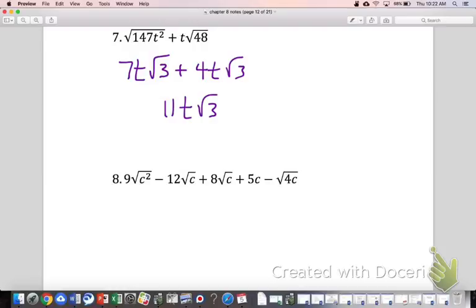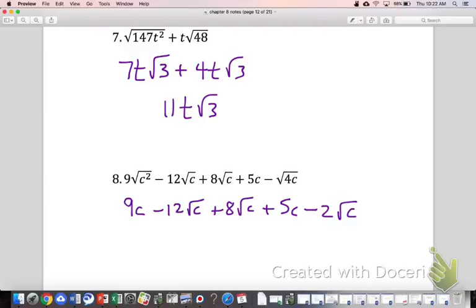Square root of c squared is just c, so this would be 9c. There's no simplifying that can be done there. There's no simplifying that can be done there. There's no simplifying that can be done there either. But on the last one, the square root of 4c, isn't there a pair of 2s in there? So you've got a pair of 2s that can come out as a single 2, so that would be minus 2 root c. So you want to try to simplify everything. Now some things can and some things can't be, so don't overdo it. But you want to try to simplify everything.